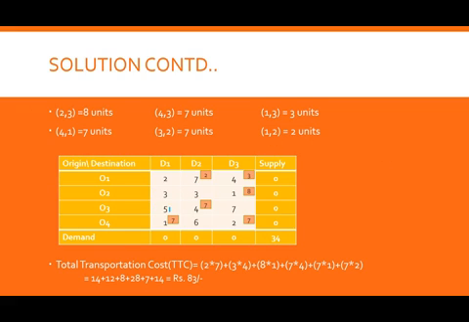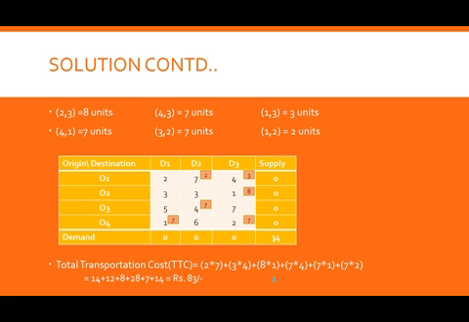Now calculate the total transportation cost. 2 into 7 plus 3 into 4 plus 8 into 1 plus 7 into 4 plus 7 into 1 plus 7 into 2. So 2 sevens are 14, 3 fours are 12, 8 ones are 8, 7 fours are 28, 7 ones are 7, 7 twos are 14.